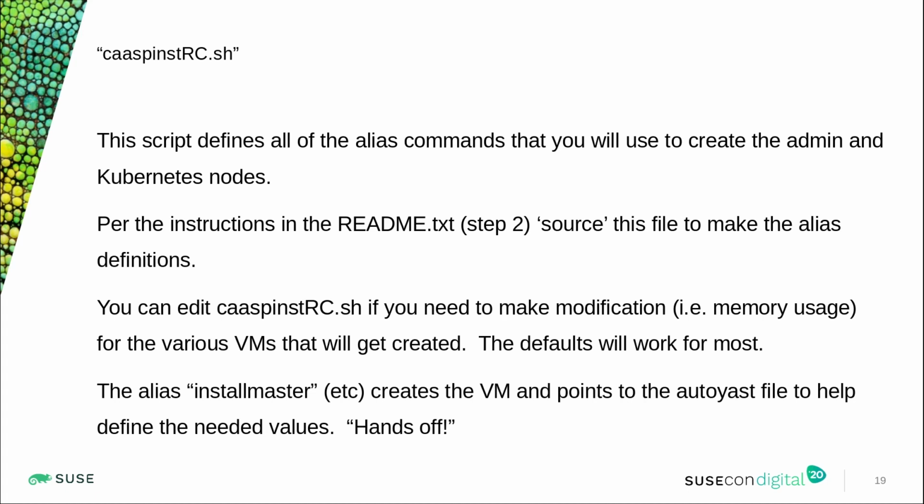You'll see there's an alias for install master, and it creates that virtual machine, and then you'll see other ones for the worker nodes as well. But the idea is, once you type these commands, these aliases, they build the VMs for you, and you don't have to type anything else or click on anything else. The whole idea is it pulls all that information out of the AutoYaST file, and it's completely hands-off.